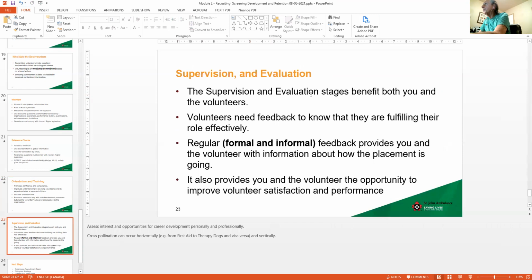Okay, supervision and evaluation stages benefit both you and the volunteers. Okay, that's the audience. Good with that. Volunteers can get feedback to know that they are fulfilling expectations. Well, to know if they're fulfilling their role, I guess. Either or, it's okay.